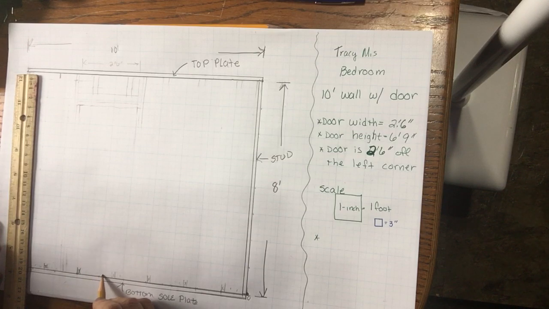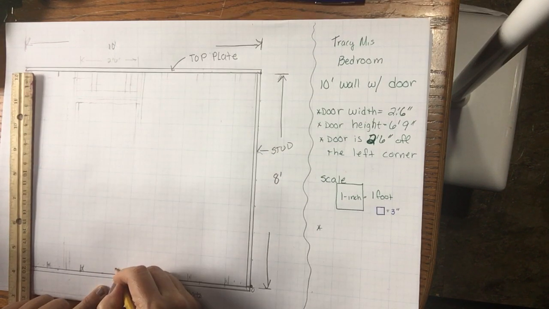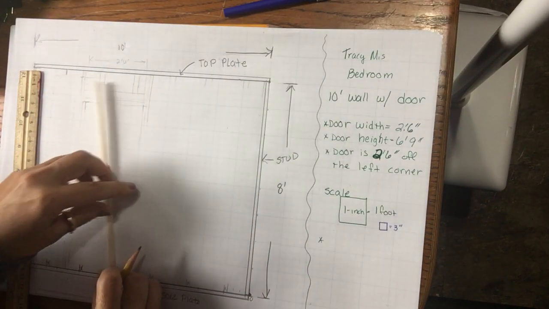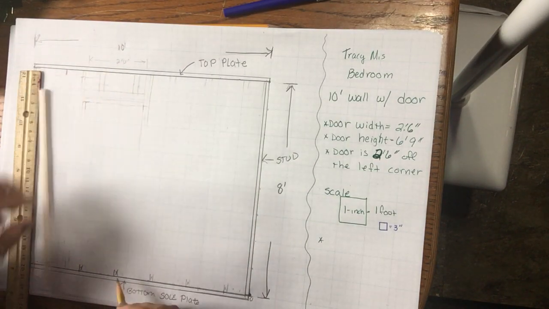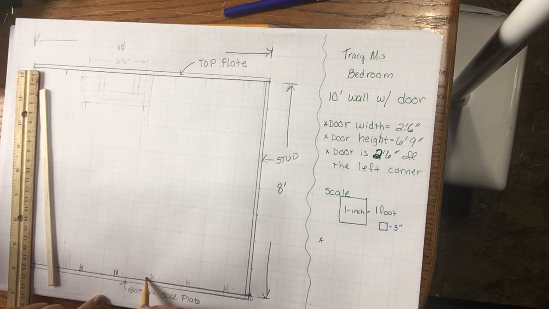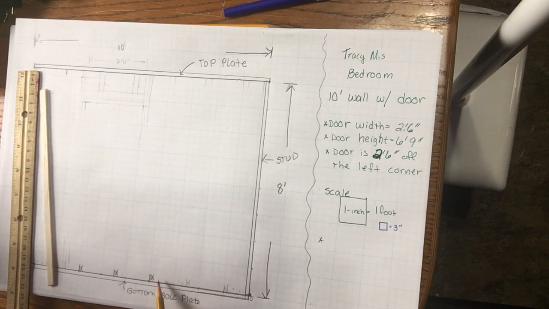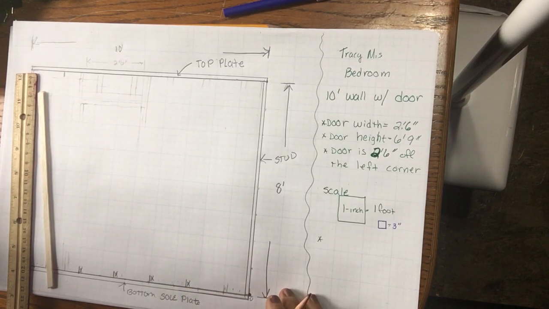1, 2, 3, 4, 5. Put a line there, put an X because that's where the stud is going. Again, the stud's going to go right there. 1, 2, 3, 4, 5. Put a line, put an X for the stud. 1, 2, 3, 4, 5. Put a line, put an X for the stud.